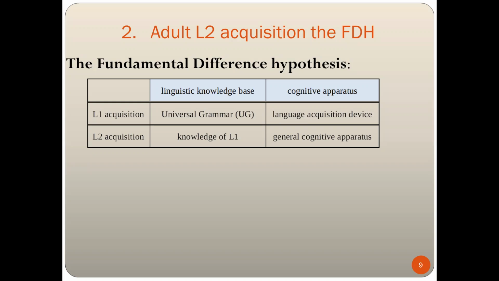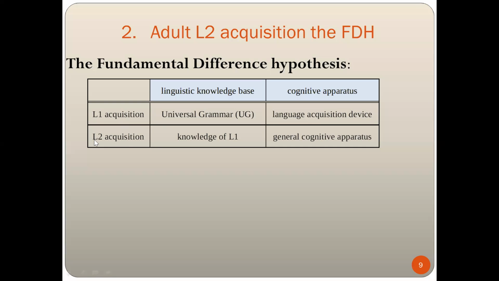both first and second language acquisition involve two components, as it were, a linguistic knowledge base and a cognitive apparatus, but these differ between first and second language acquisition. So in first language acquisition, the linguistic knowledge base on which language acquisition proceeds is a set of universals, what we call universal grammar, and the cognitive device which is involved is a specialized language acquisition device.